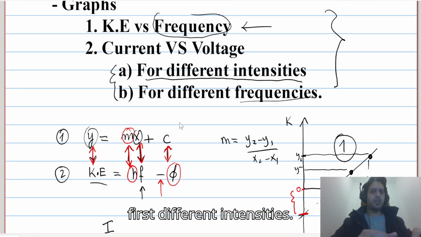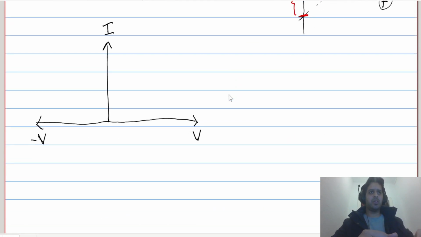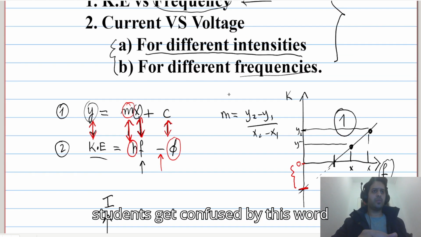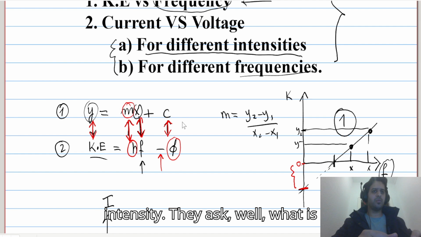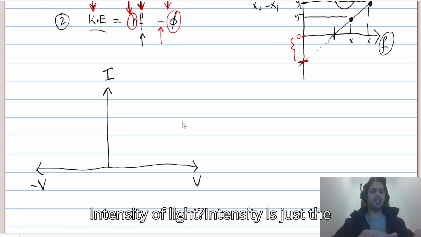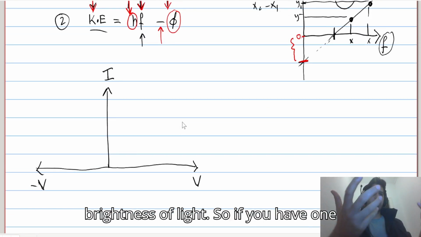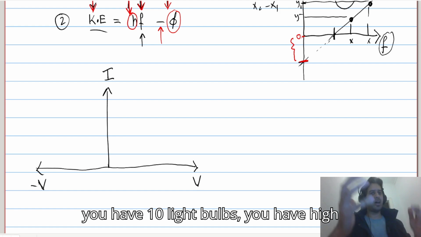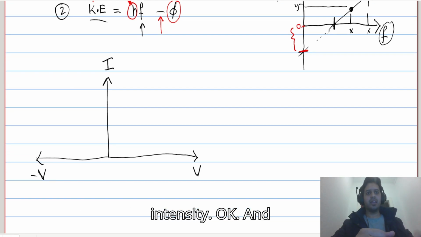So first, different intensities. How can we understand? A lot of students get confused by this word intensity. They ask, oh, what is intensity of light? Intensity is just the brightness of light. So if you have one light bulb, you have low intensity. If you have 10 light bulbs, you have high intensity, okay?